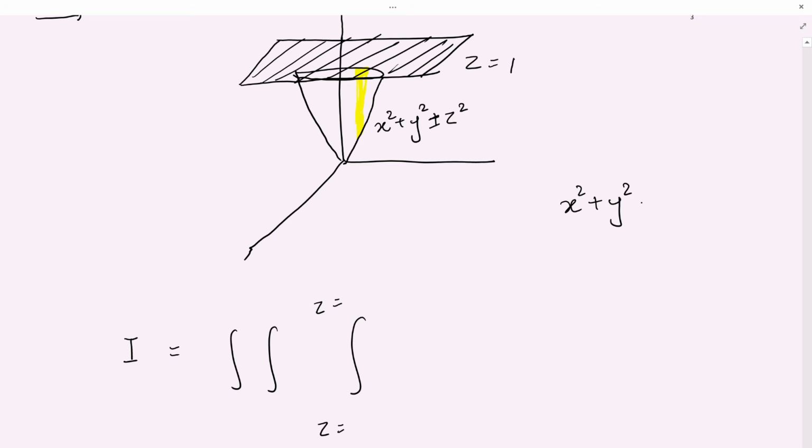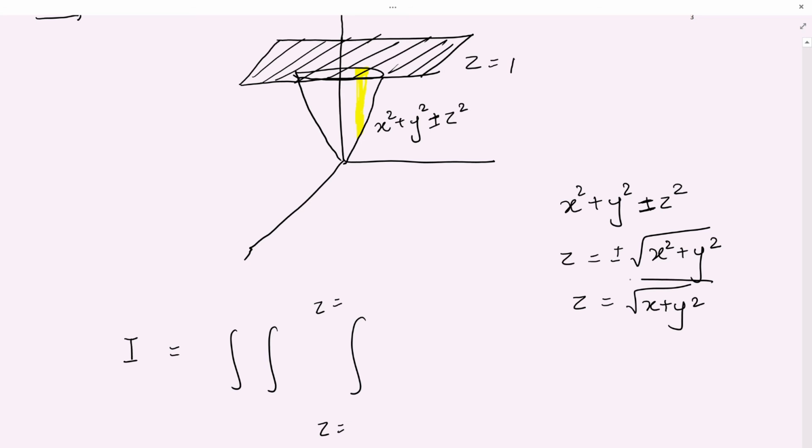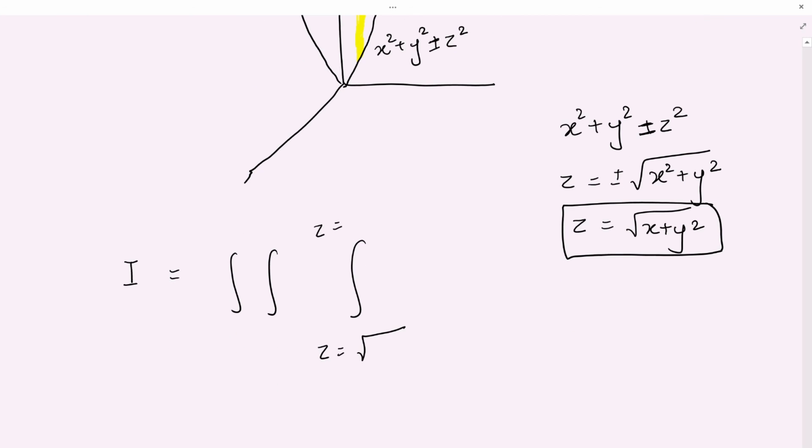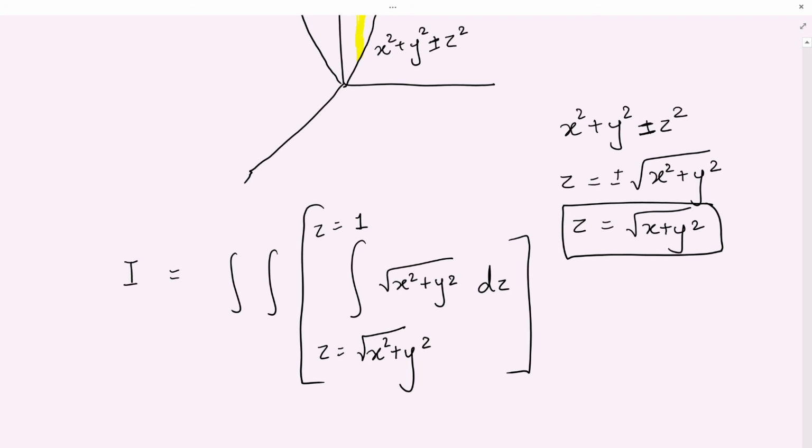Since x square plus y square is equal to z square, z is nothing but under root of x square plus y square. But since it is taken on the positive side, z is under root of x square plus y square. So this will be my value of z on the cone, and z equal to 1. The lower limit will be under root of x square plus y square and the upper limit will be 1. First you will integrate with respect to z, and then with dx dy.